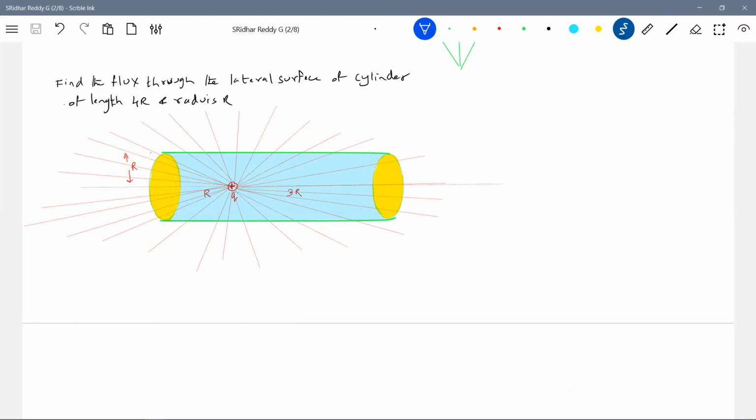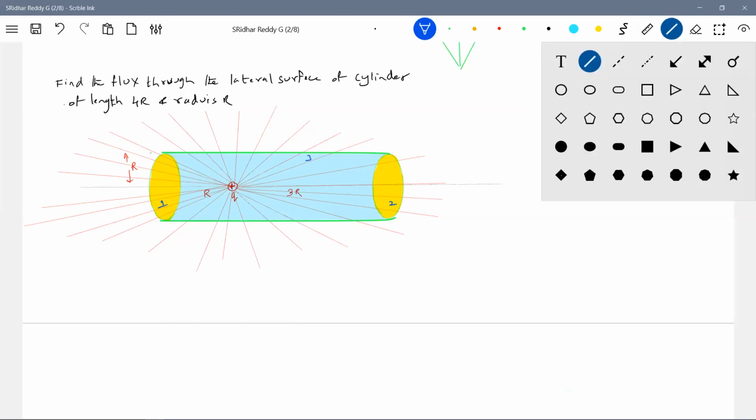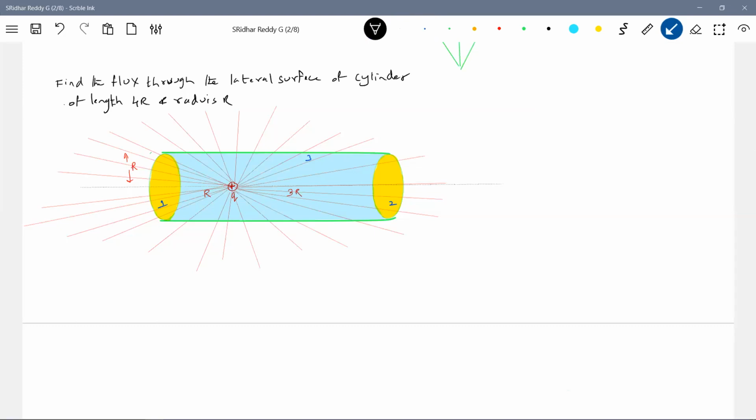Okay, altogether, how many surfaces do we have? Surface 1, surface 2, and surface 3. How the n cap for this will be in this direction. N cap will be like this, and the n cap for this surface will be in this direction. Okay, what is the net flux? What is the net flux through the cylinder? Q by epsilon naught.